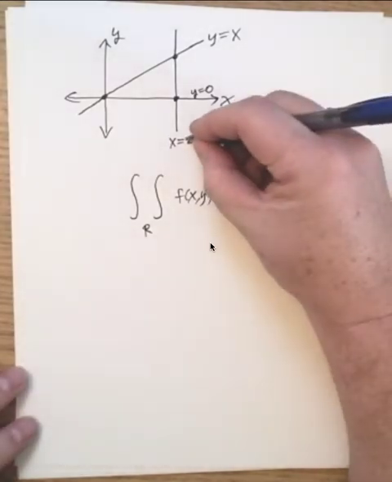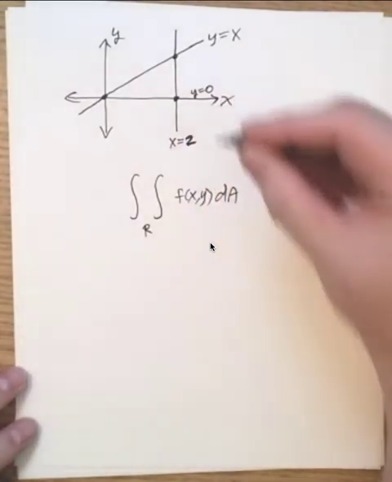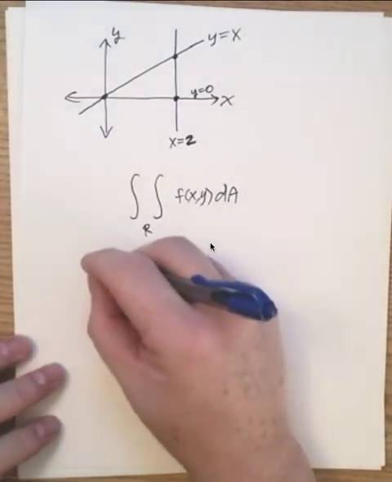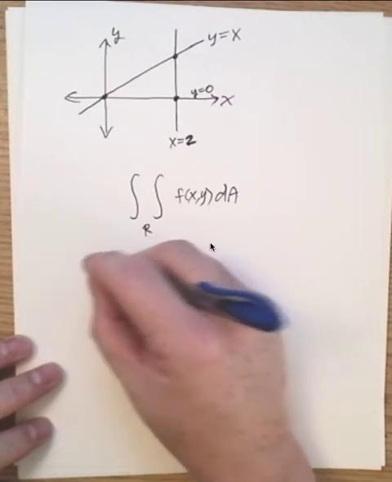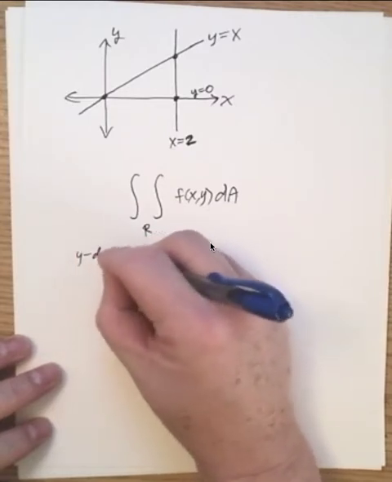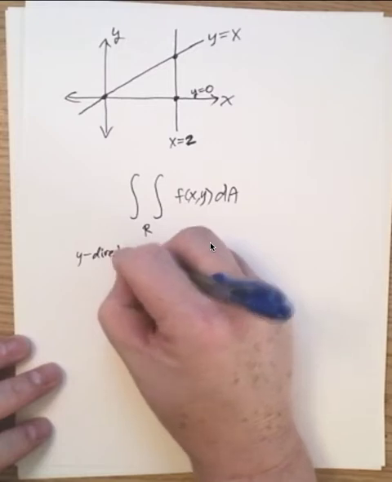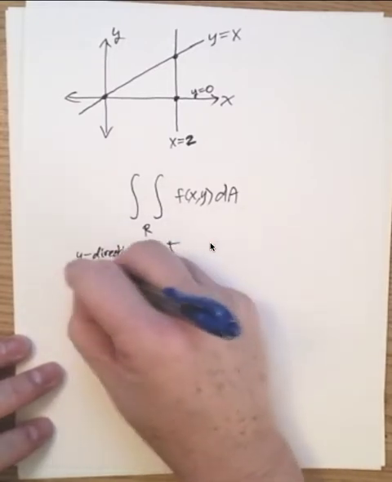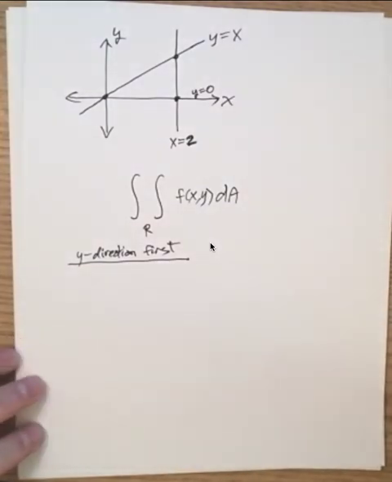This is 2. It looks like z, but you guys know I cross my z's all the time. Anyways, there it is. Let's talk about this. Now, just for kicks, I'm going to integrate in the y direction first. And then I'm going to turn it around. Now I'm going to integrate in the y direction first.